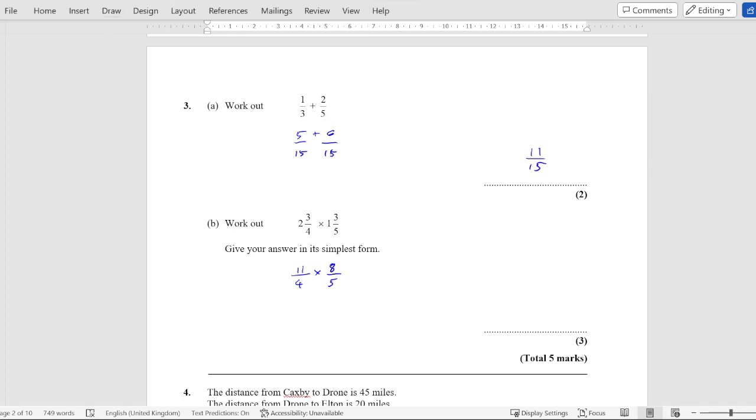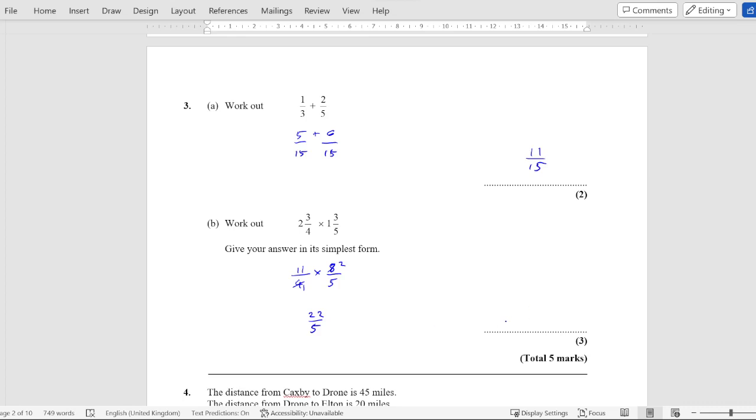I personally would always cancel diagonally before I multiply, so I would cancel by a factor of 4 there to create a 2 there and a 1 there. So 11 times by 2 is 22 over 5, and that just made it a bit more straightforward, and you could get away with 22.